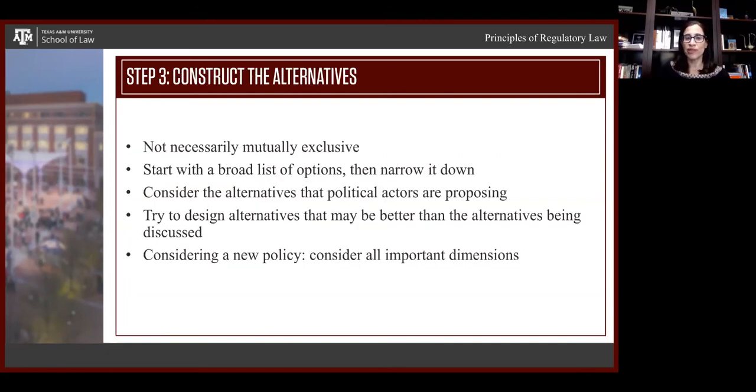Third, you want to construct the alternatives. So just like with regulatory analysis, where it's important to think of different regulatory options and to evaluate each one of those, with policy analysis, you want to come up with several alternative policy proposals, and they may not be mutually exclusive. So you may be able to do more than one of them. But start with a broad list of options and then narrow it down, and consider the different alternatives that political actors or policy makers are currently proposing. And try to design alternatives that may be better than the ones being discussed. It's important to consider all of the dimensions of a problem in considering a new policy.